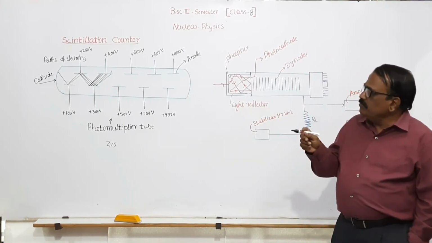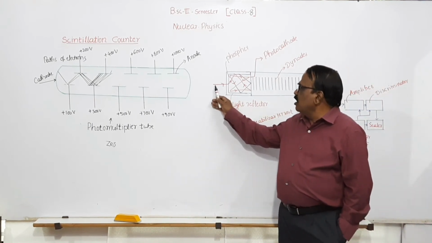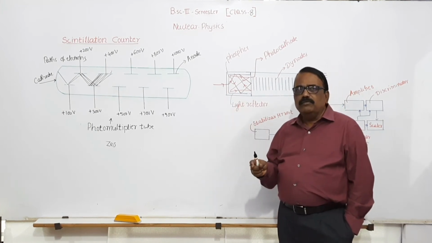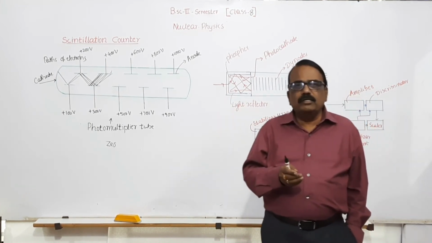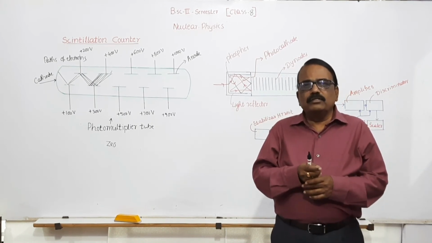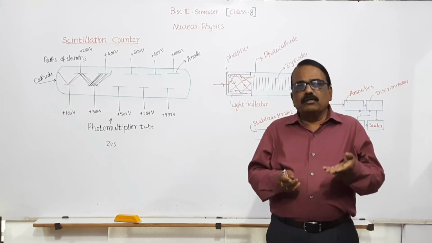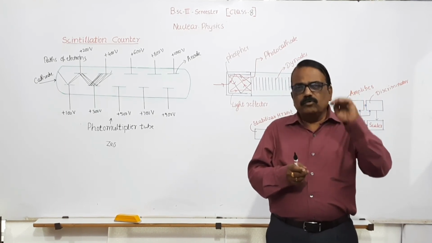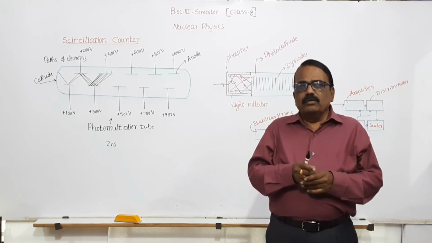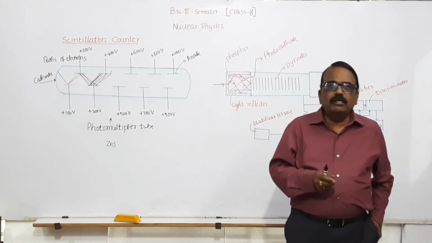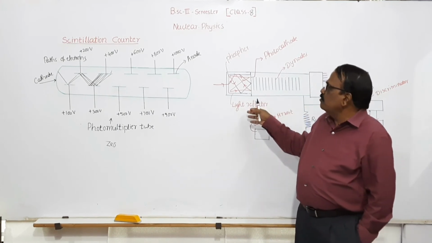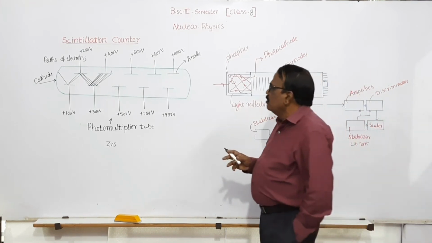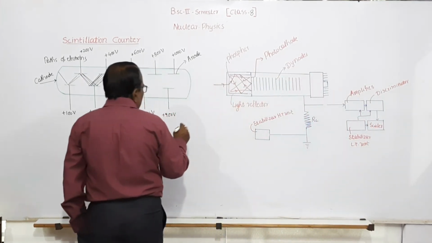Then when this charged particle enters the scintillation counter, it dissipates all its energy to the scintillator and the atom goes to the excited state. While returning to the ground state, a number of photons are emitted. So this is the phenomenon which takes place in this scintillation counter. So it dissipates its entire energy.